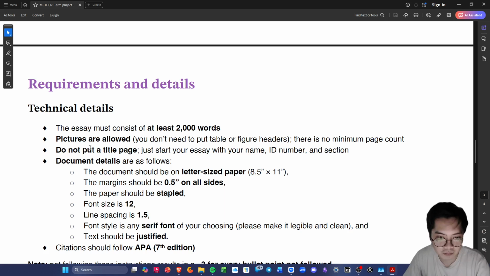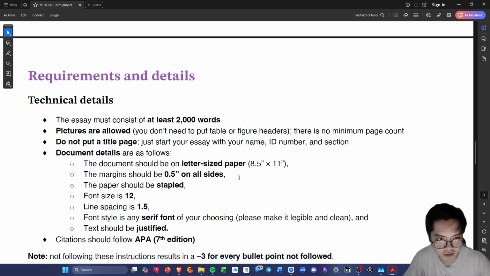Do not put a title page. I do not want to see the DLSU logo and then the blah blah blah and then partial fulfillment of. I don't need that. I just want to see your name, your ID number, your section. That's it. If you want to have a title for your essay, go ahead. If you don't want it, don't put it.